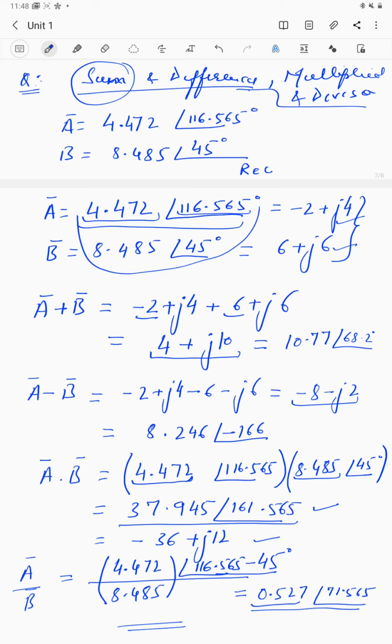So in this session we have studied the representation of the phasors, voltage and current phasors on the same line. We studied the rectangular and polar forms of the phasors, how we represent phasors in rectangular and polar form, and then how to do the sum, the difference, the multiplication and the division of two phasors.